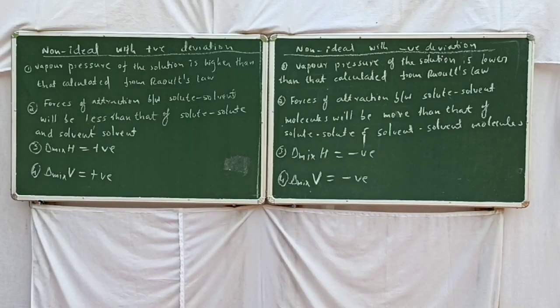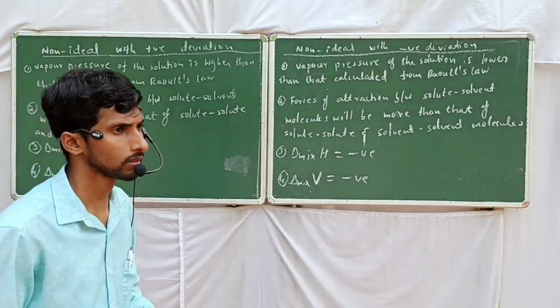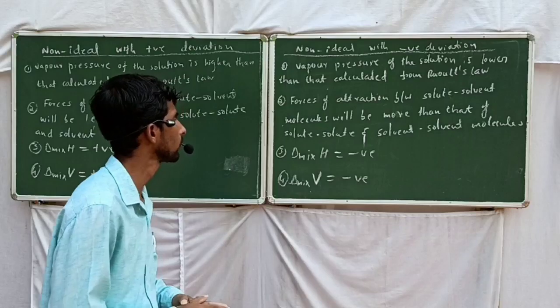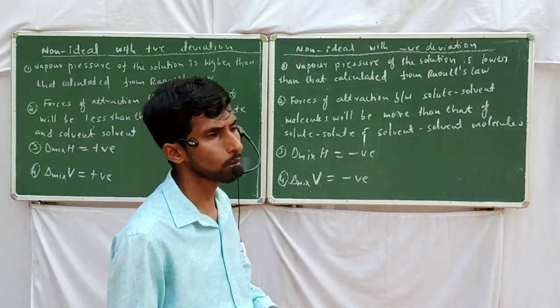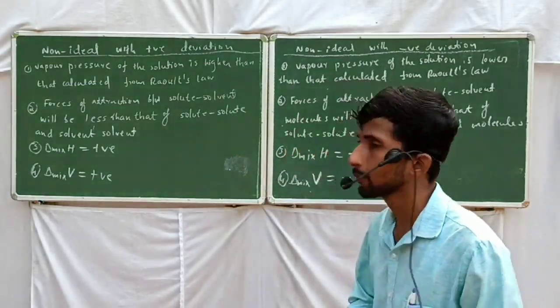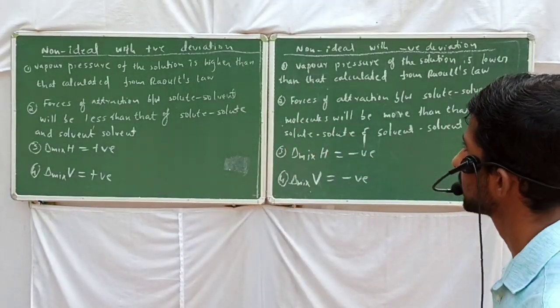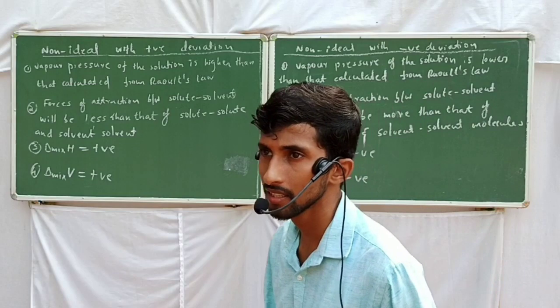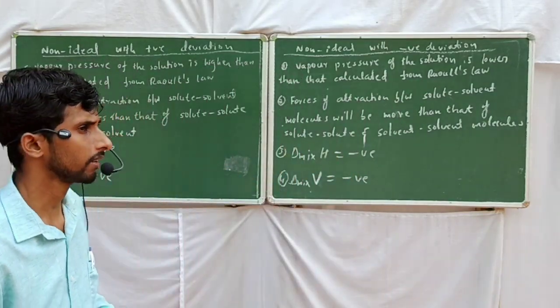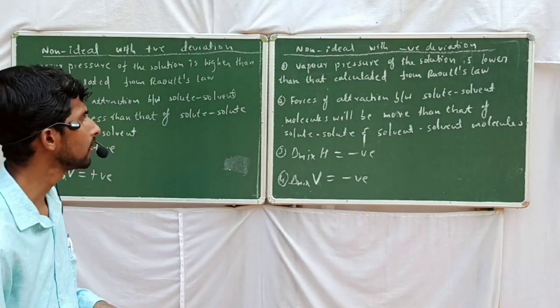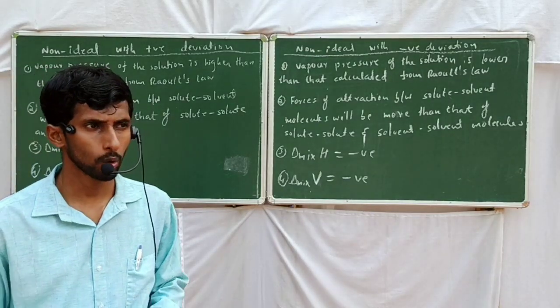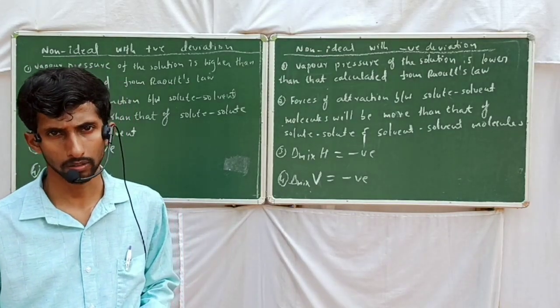Next, the differences between a non-ideal solution showing positive deviation and a non-ideal solution showing negative deviation. That is the overall summary of the two topics. In the case of positive deviation, the vapor pressure of the solution is higher than that calculated from Raoult's law. In the case of negative deviation, the vapor pressure of the solution is lower than that calculated from Raoult's law.